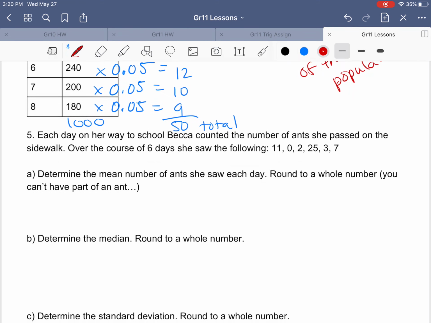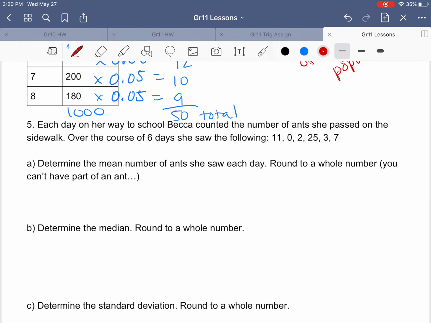So our next question, we have Becca, who on each day on her way to school counts the number of ants she passes on the sidewalk. Over the course of 6 days, she saw the following: on one day she saw 11, another 0, another 2, another 25, another 3, and another 7. We're going to start out by determining the mean number of ants she saw each day.